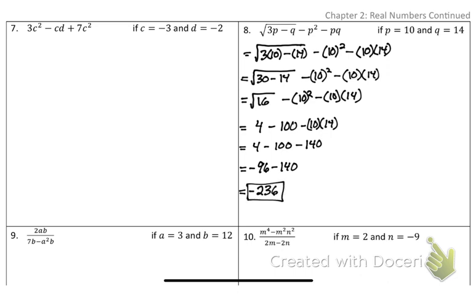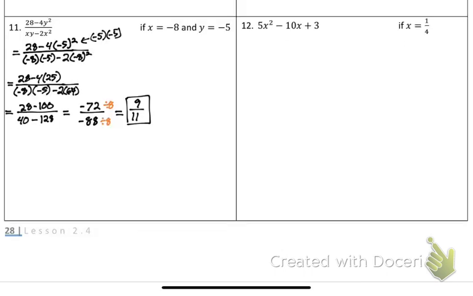What was the answer for 11? For 11? I got to leave this one up there for just a second. It was 9/11. Thank you. Yeah, 9/11. Do you need any of those steps up there, or do you got that? You got it? Okay.